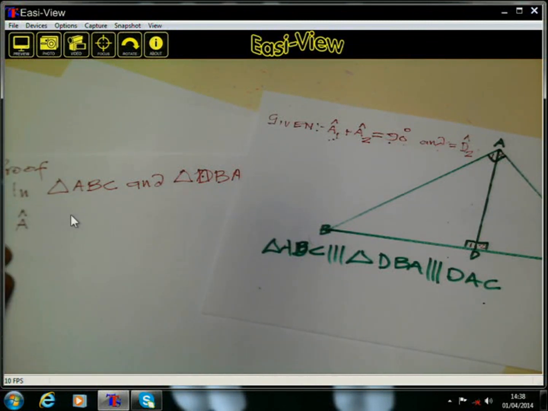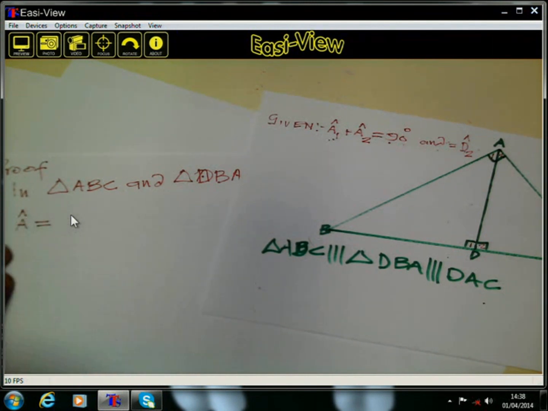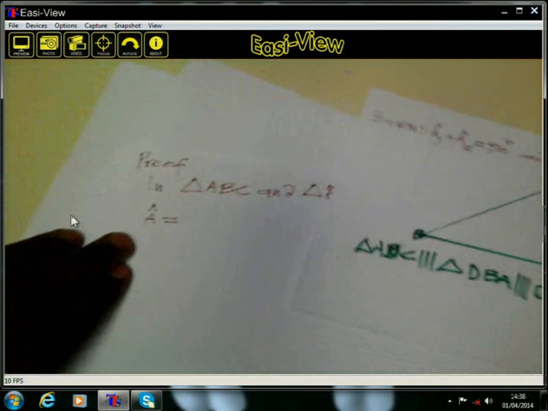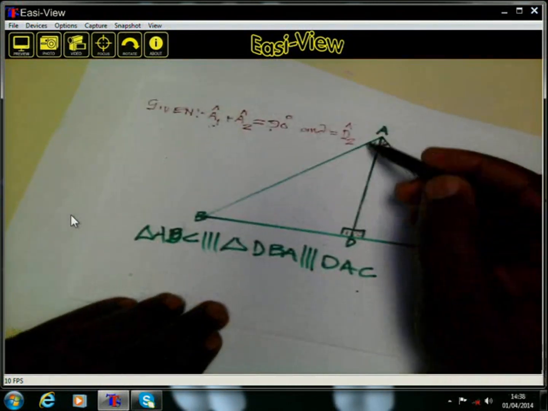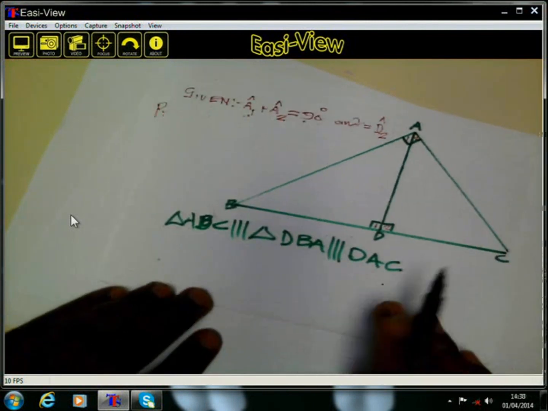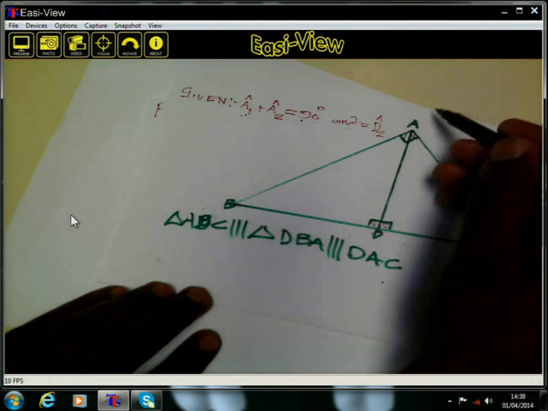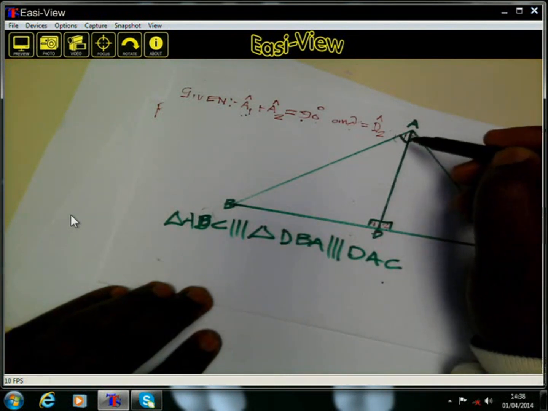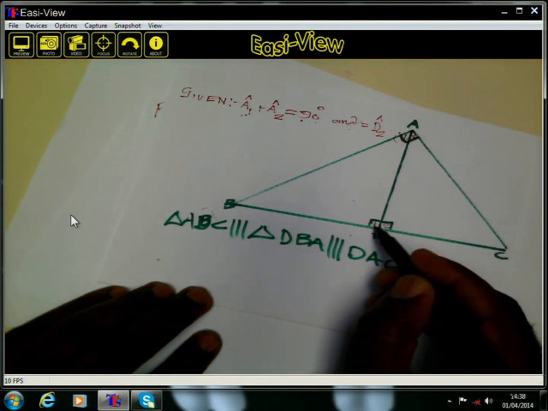Angle A. Angle A in the bigger triangle, that is this angle. This angle, angle A in the bigger triangle, will be equal to D1 of DBA. Remember, in the bigger triangle, when we started, we said this angle is 90. But we have also spotted that our D1 is also 90.